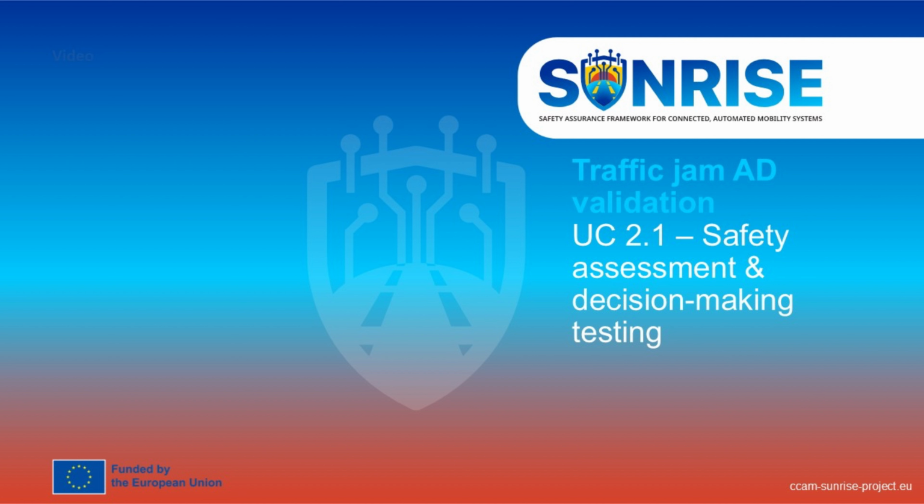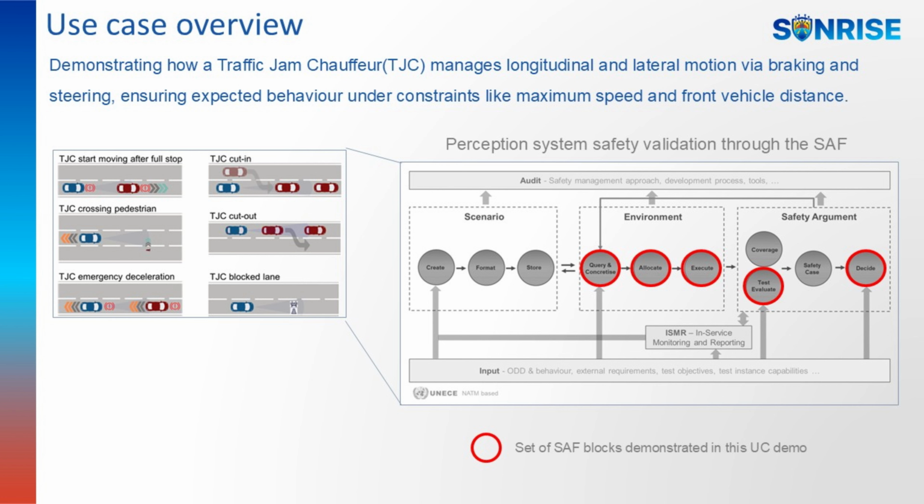Welcome to another video in the SUNRISE series showcasing the outcomes of Use Case 2, Traffic Jam ADS Validation 2.1: Safety Assessment and Decision-Making Testing. In this video, we test a traffic jam chauffeur. We assess how the system behaves in different traffic jam conditions. 5 parts of the SAF will be demonstrated, namely query and concretize, allocate, execute, test, evaluate, and decide.